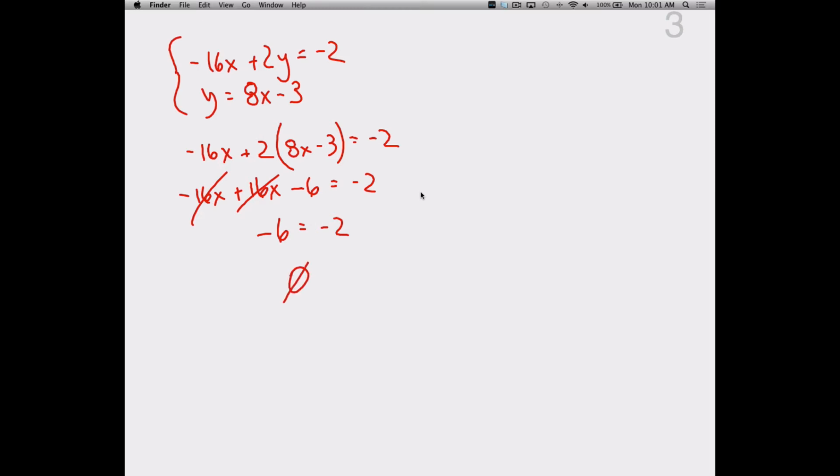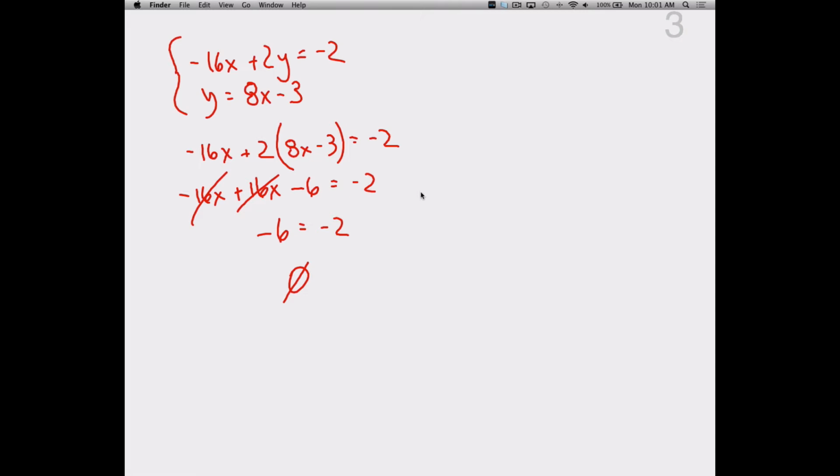What does that mean graphically? The lines are parallel, well done. They never intersect, therefore there's no point of intersection. That's the first weird case that could happen. The second weird case that would happen is, oh yeah, this will be good.